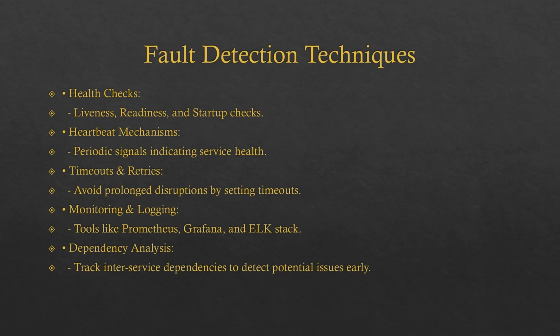There are several techniques for detecting faults in a distributed system. Health checks are used to monitor the system's liveness, readiness, and startup status. Heartbeat mechanisms send periodic signals to indicate service health. Timeouts and retries ensure that requests don't stall infinitely. Monitoring and logging tools like Prometheus and Grafana help track system performance, while dependency analysis can identify potential issues based on inter-service dependencies.